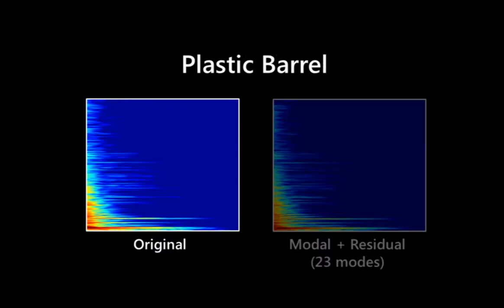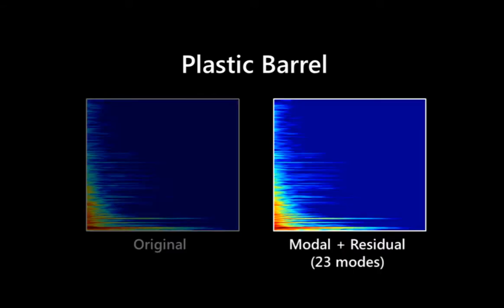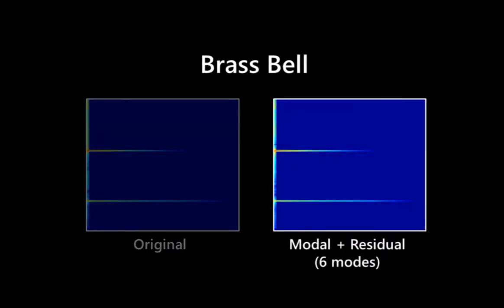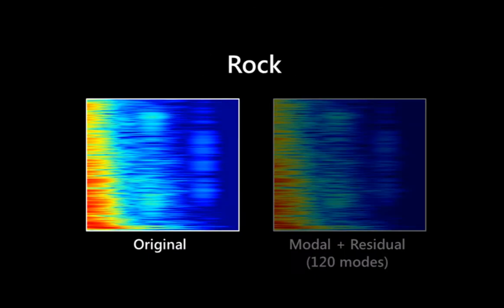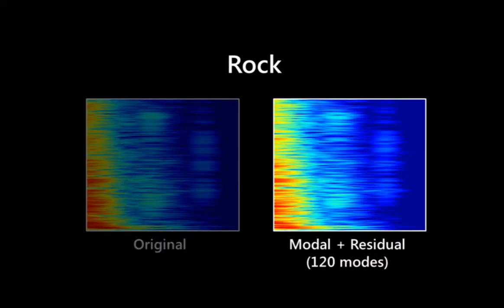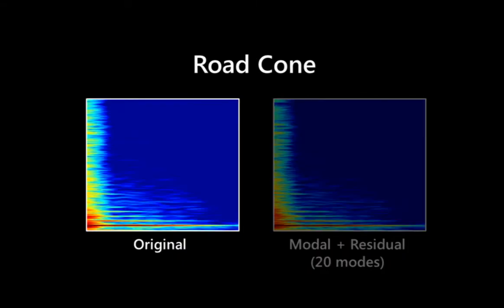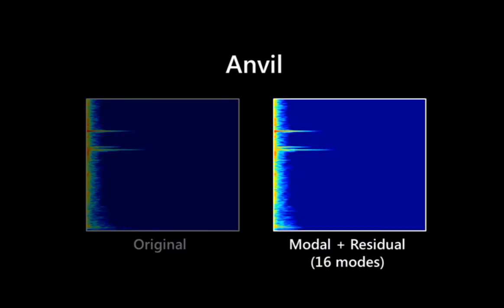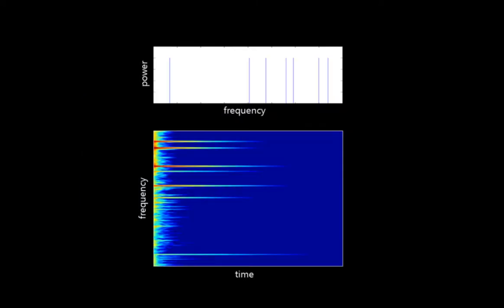Our modal synthesis can represent a variety of sounds. We simulate the variation in sound obtained by hitting an object in different locations, by randomizing the amplitudes of each mode. Here's the original sound and several variations.